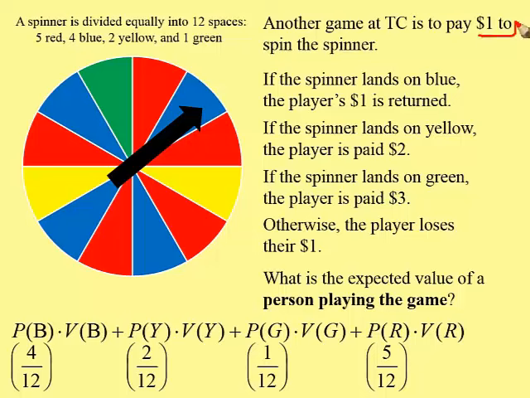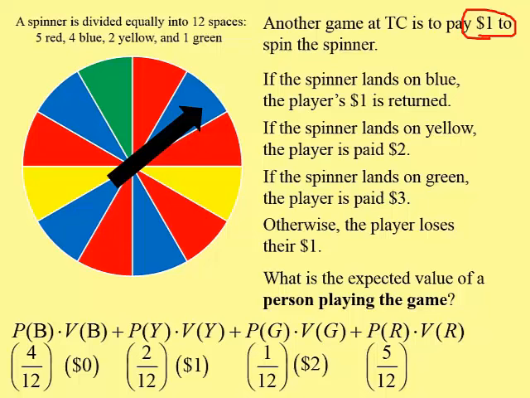The person lays down their dollar. If it lands on blue, the person gets their dollar back. So what have they gained? 0. What about yellow? It says if the spinner lands on yellow, the player is given $2. Well, if they paid $1 and they're given $2, then they have gained $1. How about green? If the spinner lands on green, the player is given $3. They paid $1 to play. They're given $3, so they have gained $2.